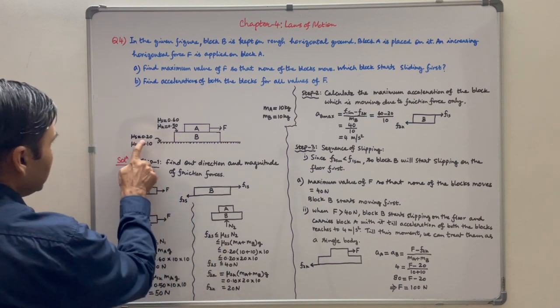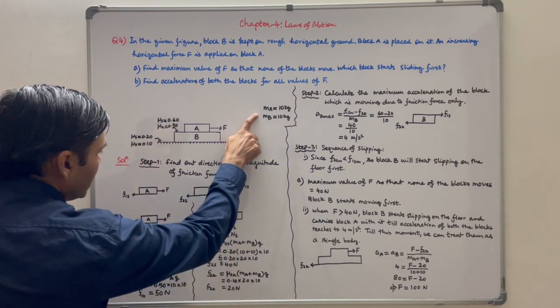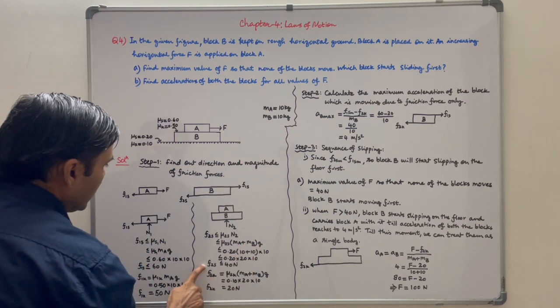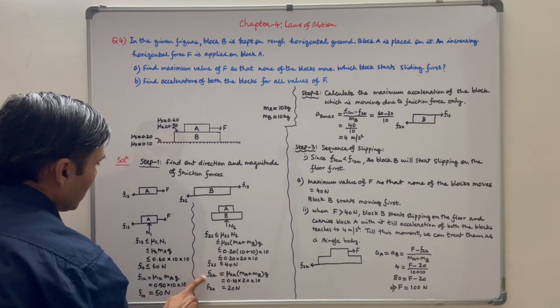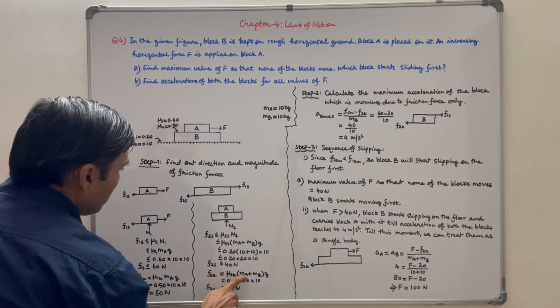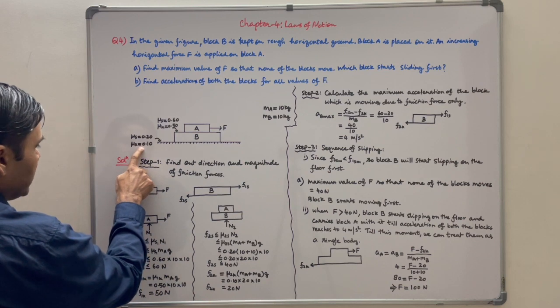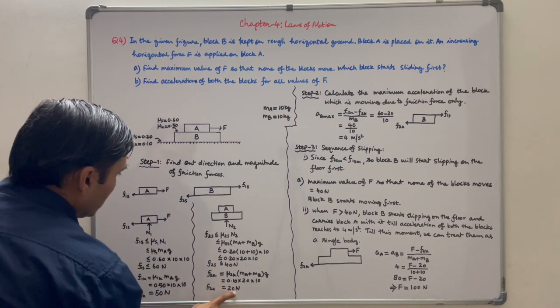The value of mu2s is given as 0.20. MA and MB are 10 kg. The value of G is 10 meter per second square. So F2s is less than or equal to 40 Newton. Similarly, we can calculate F2k. F2k is equal to mu2k into (MA plus MB) times G. The value of mu2k is given as 0.10. So F2k comes out to be equal to 20 Newton.